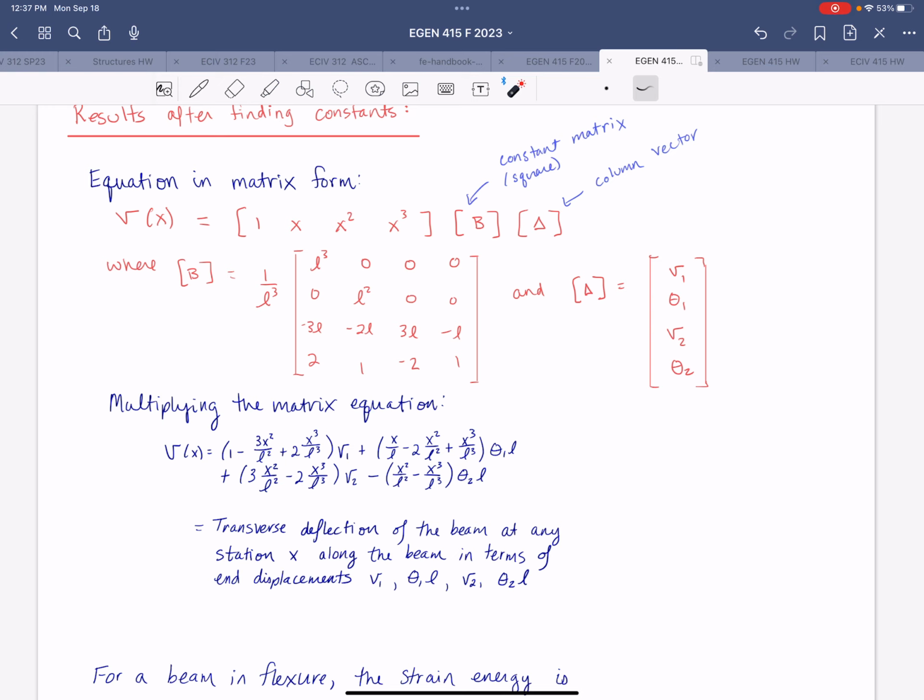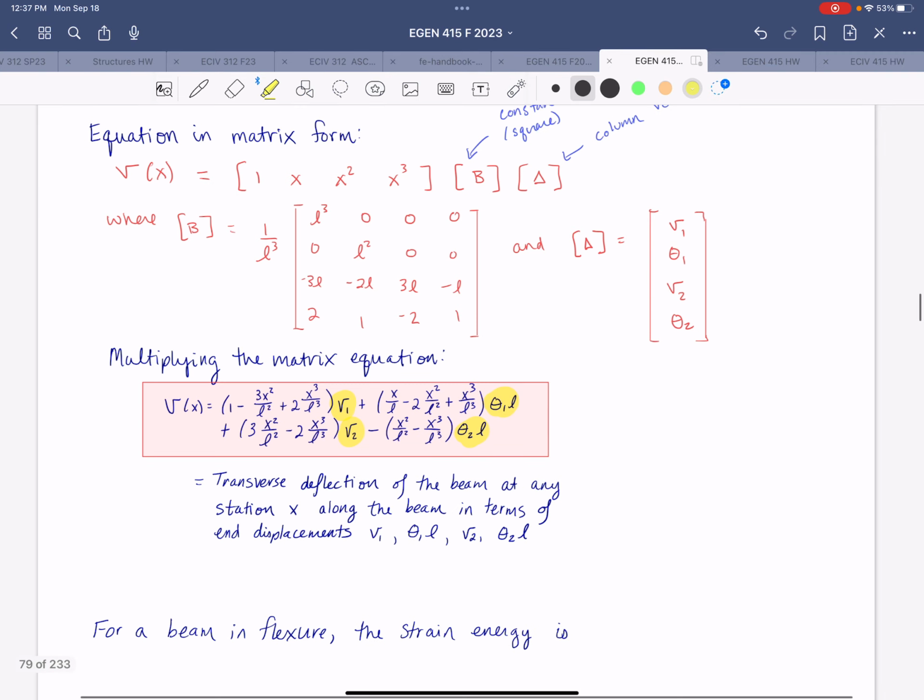So then if we multiply that matrix equation out, we end up with what's shown right here, right? And here you can see this is just an equation for the deflected shape of a single element between two nodes, where you have V1, there we go. Your nodal displacements are generally unknowns going into the problem, and that's what you're solving for.